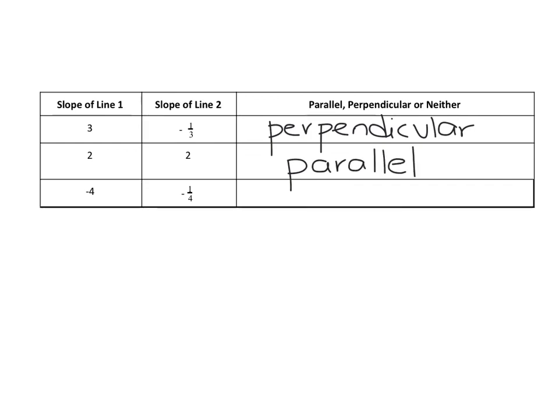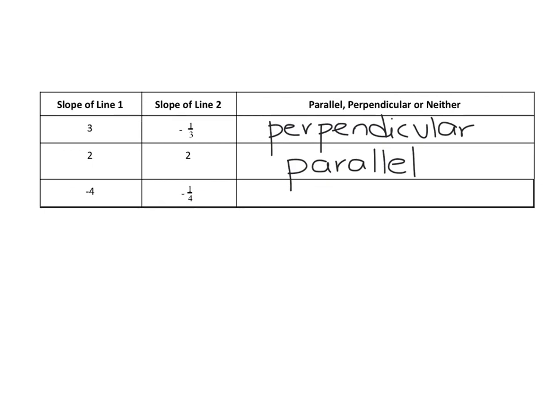In our last set of numbers, we have a slope value of negative 4 for line 1 and we've got a slope value of negative 1 over 4 for line 2. So right away I know that these slopes are not the same number. It's not the same number showing up twice. So these lines are not parallel. So now we can go ahead and check if they are perpendicular.